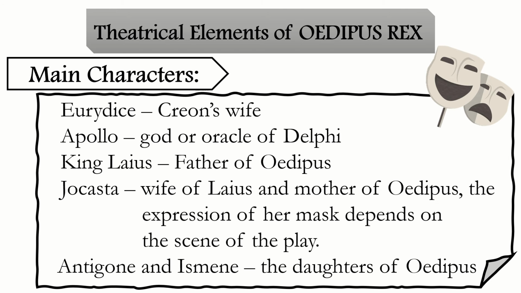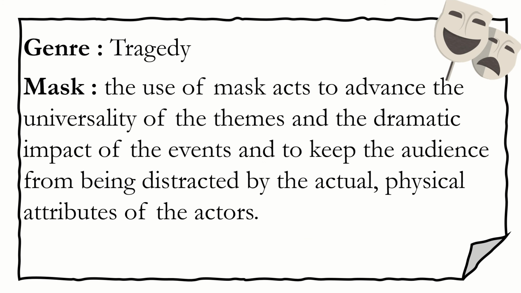Eurydice, Creon's wife. Apollo, god or oracle of Delphi. King Laius, father of Oedipus. Jocasta is the wife of Laius and the mother of Oedipus. The expression of her mask depends on the scene of the play. Antigone and Ismene, the daughters of Oedipus. Genre, tragedy.